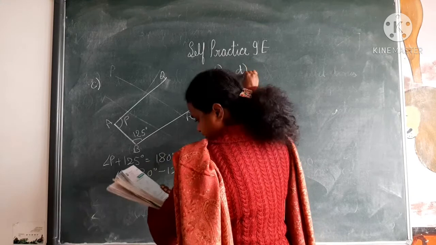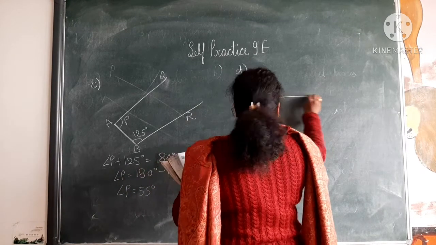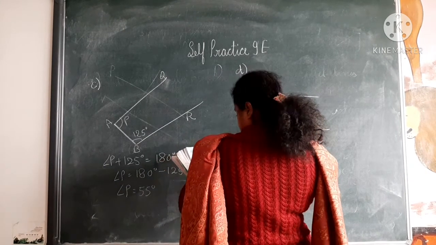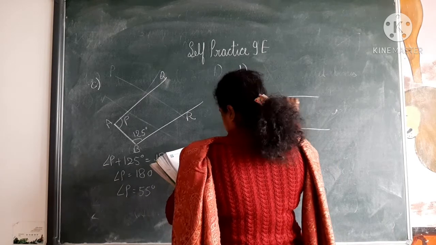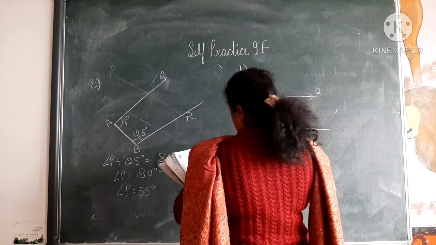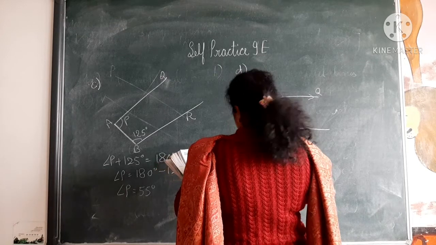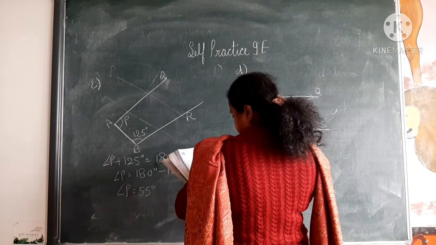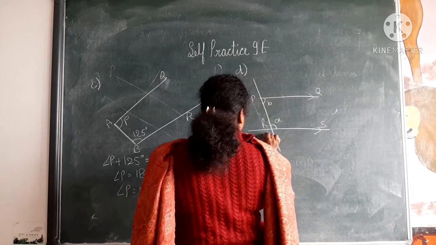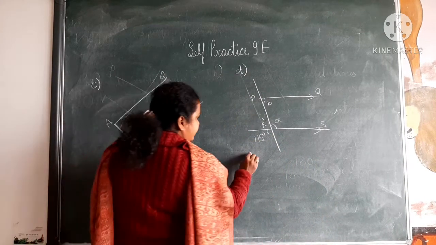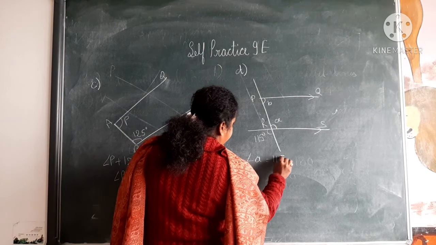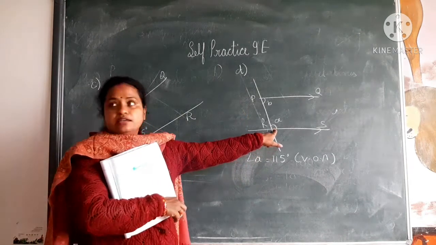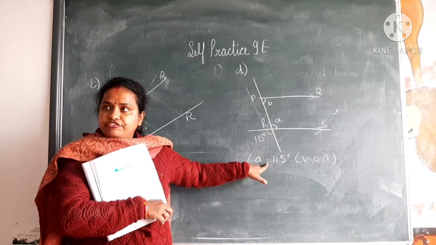Now see the D part. This is B, this is your Q, this is your R, this is your A, this is your S, this is your 115. So here what you see? Angle A is equal to 115 degree because both are vertically opposite angles. Now this is vertically opposite to this, that is 115 degree.